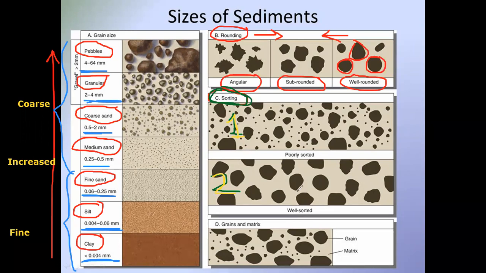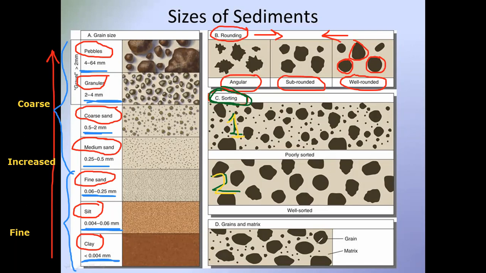What is the difference? Poorly sorted means when we get sediments having different sizes and shapes at one place, then such a type of sorting is considered poorly sorted sediments. And in the second category, that is well sorted, all the sediments are more or less the same size and shape. When we get all the sediments having more or less the same size and shape, then such a category is considered a well sorted sediment.